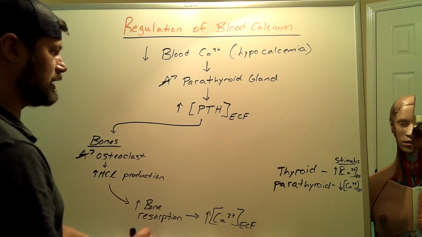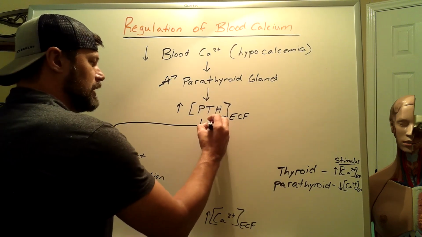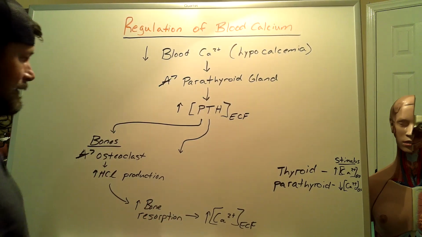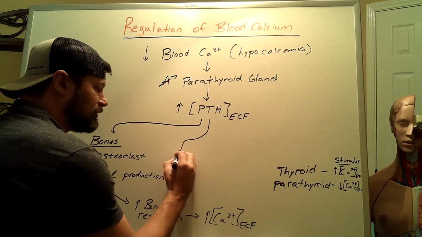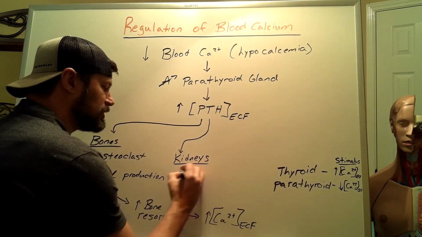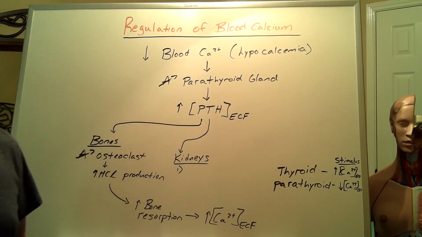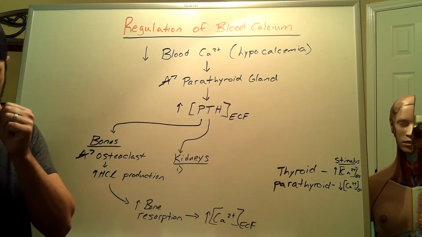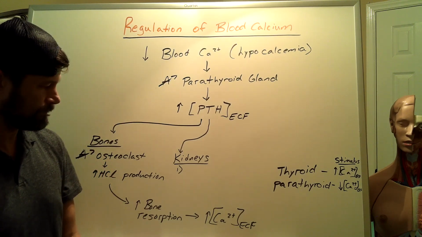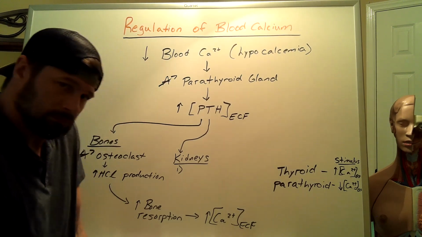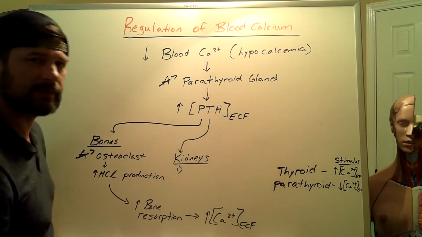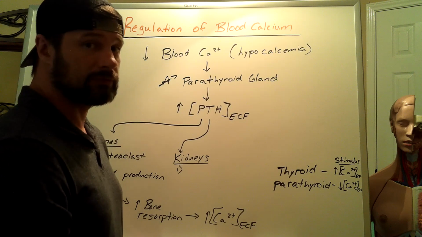Second thing that PTH does. PTH also goes down and it talks to the kidneys. And in the kidneys it has a number of functions. The first function it's going to have in the kidneys is it's going to decrease the amount of calcium that gets excreted. Let's stop peeing out calcium. If we want to increase the amount of calcium in the body, we need to make sure that we stop getting rid of it.